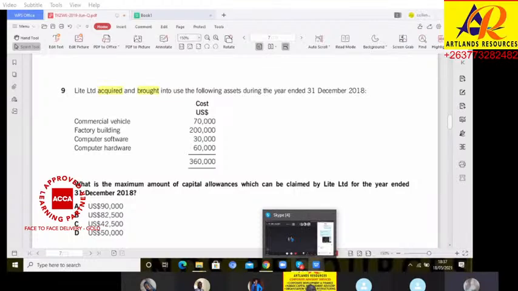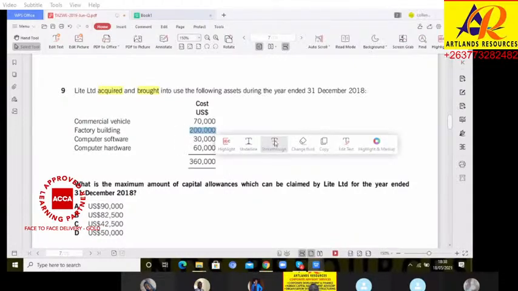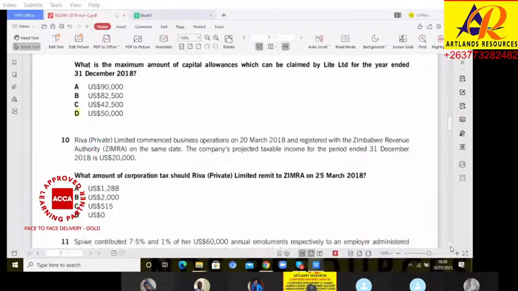Whenever a building was acquired, you claim 5% on the building. So it is 160,000 times 0.25 plus 200,000 times 0.05, and you get 50,000. So the answer is D. Note the word acquired, highlight it. Please don't lose 2 marks over a word.